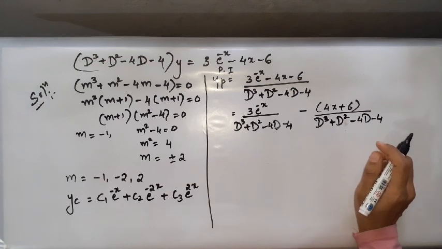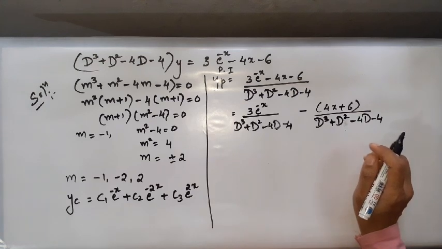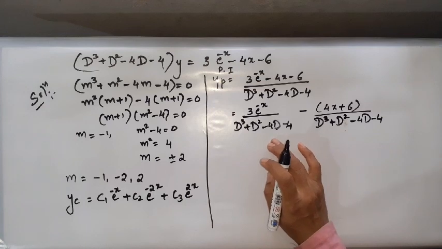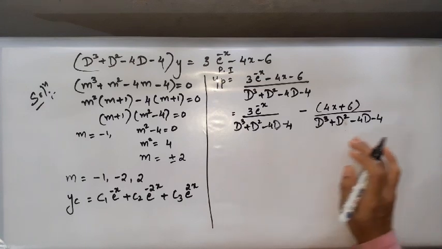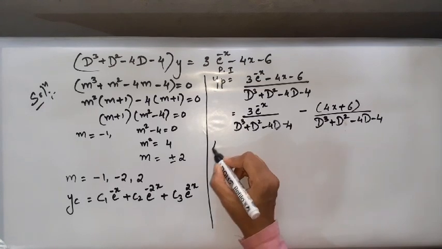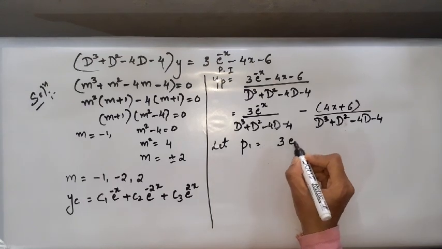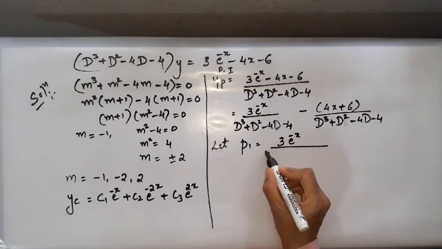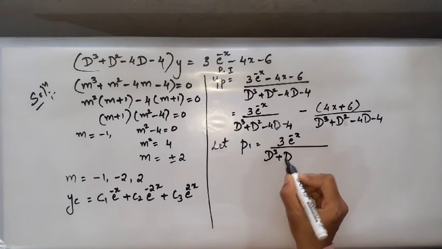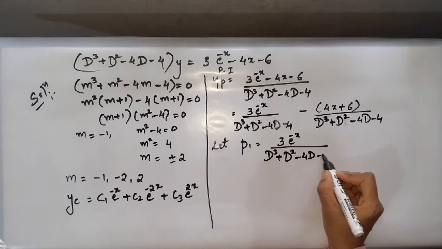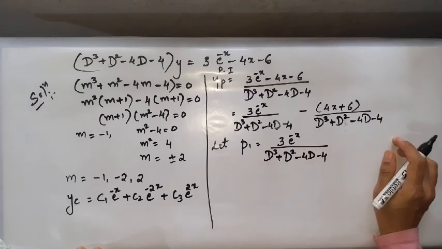Now since there are two terms in our yp, I will treat this as p1 and this as p2. So let p1 be equal to 3 into e to power minus x divided by d cube plus d square minus 4d minus 4. Is it?